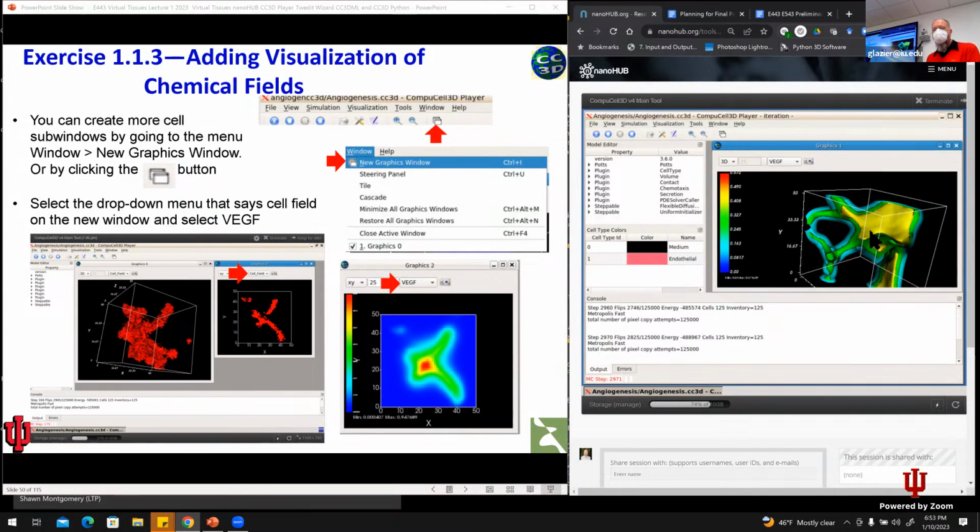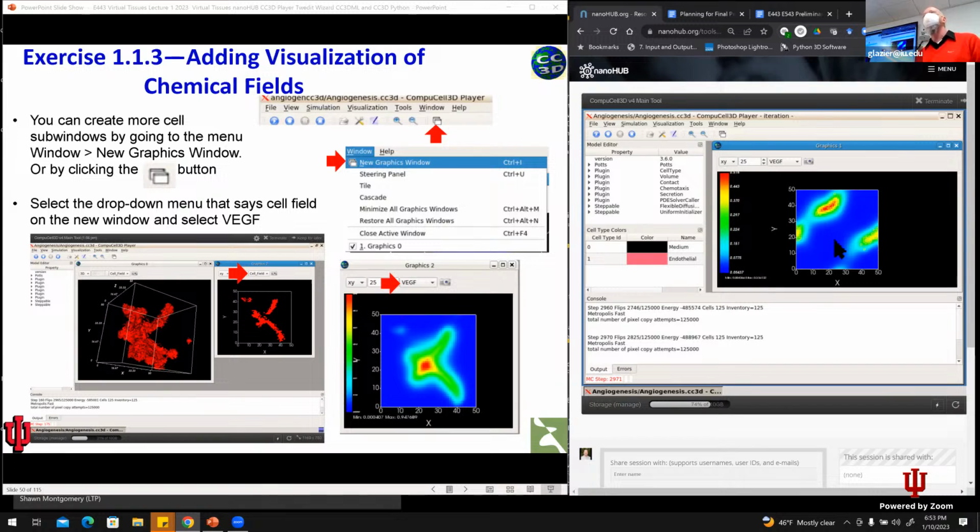In 3D, this will visualize the isosurfaces of the chemical field. That may be easier to see in 2D. If I switch back to 2D, I'll see the concentration of my chemical. See if that works for you.